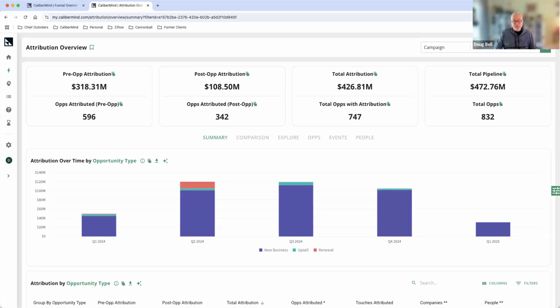Another killer feature here from Caliber Mine. They're coming out pretty quickly. And this one is one of my favorites. And it's been something that's been in the product really for a fair amount of time now, which is the ability to summarize and understand buyer journeys.